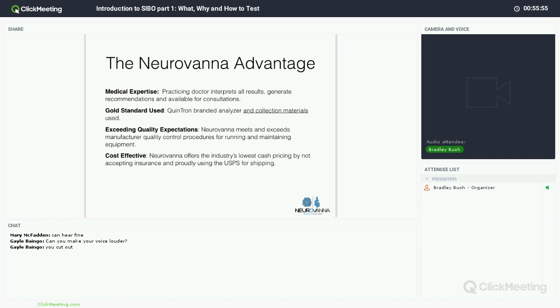Not only do we follow all of the standard operating procedures for the laboratory equipment, we go out of our way to make it even better, because guess what? As doctors, we know that one part per million can make a big difference in a patient's test interpretation. And so we're passionate. Not only do we calibrate on a regular basis, we have a procedure where we calibrate the machinery every five specimens. This makes it so that every single person's results are tested most effectively. At Neurovanna, we do all this because we love what we do. We only do breath testing for SIBO, and by doing that, we're offering it at the lowest possible price of anyone in the industry.